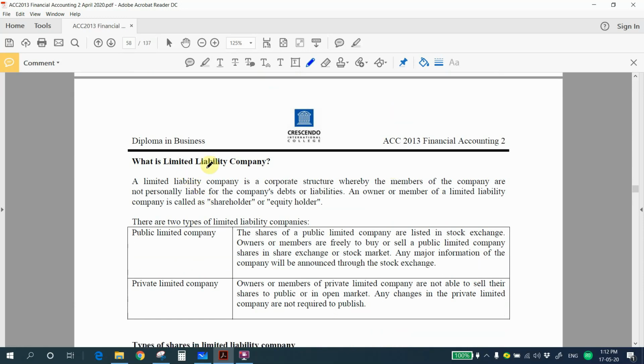What is limited liability company? A limited liability company is a corporate structure whereby the members of the company are not personally liable for the company debts and liability. An owner or member of a limited liability company is called a shareholder or equity holder.